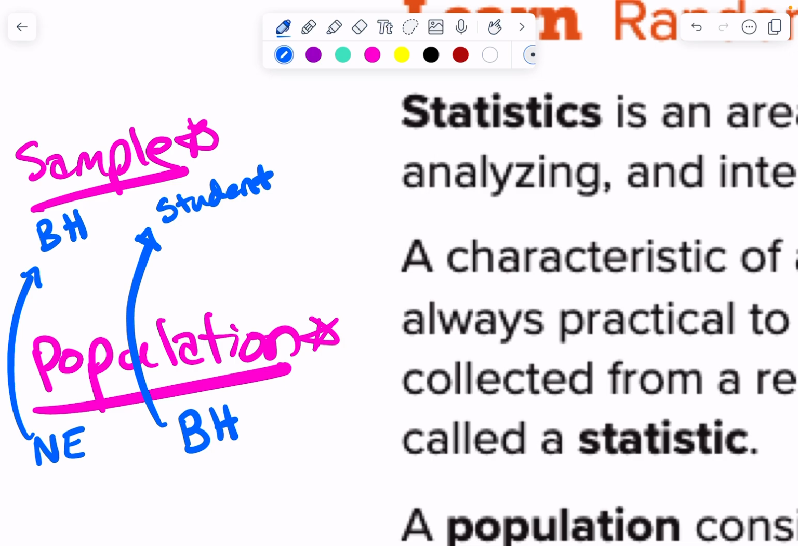Okay, so maybe I want to know how many people in Blue Hill have blue eyes, and I'm going to survey all of the students to figure out, okay, this percent of students have blue eyes, so probably about that many percent of everybody in Blue Hill would have blue eyes. That type of thing, okay? So your population and your sample can switch just a little bit, okay?